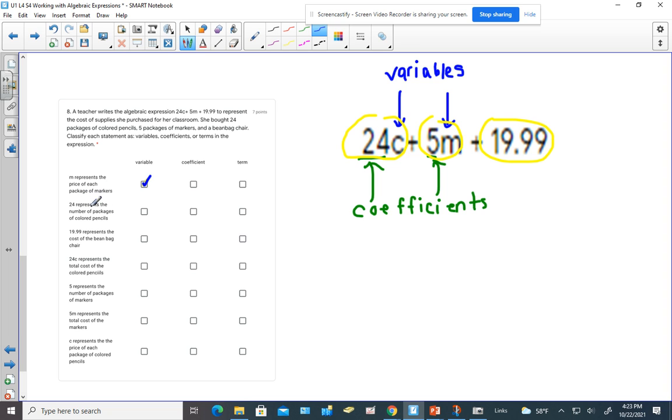24 represents the number of packages of colored pencils. So what is 24 in this case? Look at the number 24. What did we say that it is? We said it was coefficient, right? So you're going to check off coefficient.